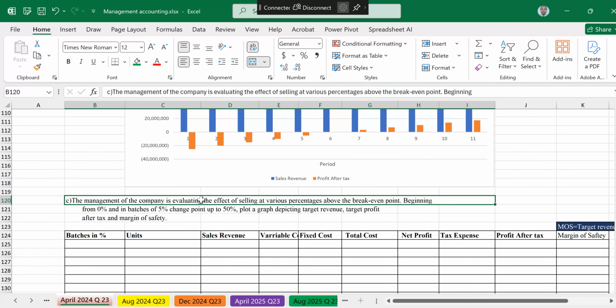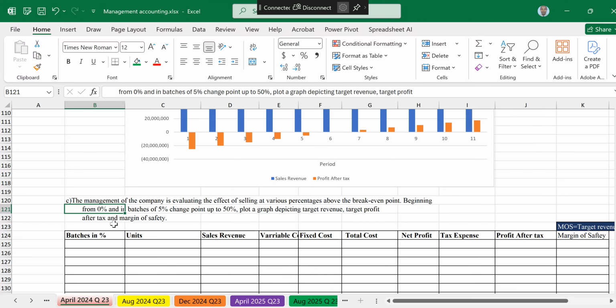The management of the company is evaluating the effect of selling at various percentages above the break-even point. Now, beginning from 0% and in batches of 5%, change up to 50%, plot a graph depicting target revenue, target profit, and after-tax margin of safety.